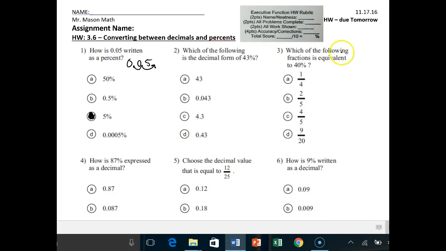Number 3, which of the following fractions is equivalent to 40%? So I know the word percent, right? Percent means per 100. So I can literally just take 40 and put it over 100 and then simplify it. What can I do? I can divide both of these by 20. In doing so, I get 2 over 5. And that makes sense because 2/5 is 0.4, which is 40%.